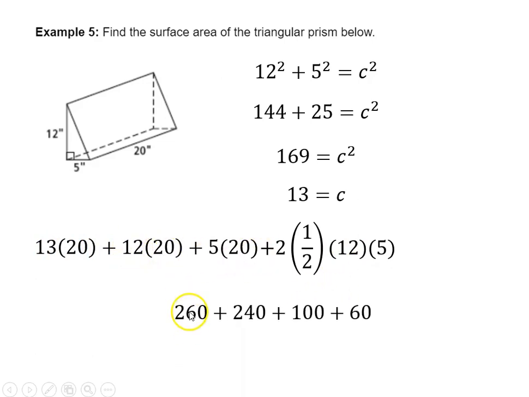What I get here is 260. That's 13 times 20. 240 is 12 times 20. 100 is 5 times 20. And then 60 is 2 times 1/2, which is 1, times 12, which is 12, times 5, which is 60. So 260 plus 240 plus 100 plus 60 is going to give us the surface area of this triangular prism. We found the areas of all of the shapes that make it up, which will end up being 660.